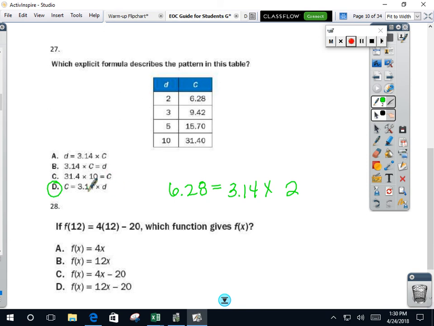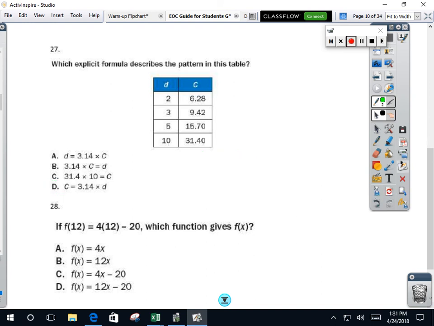If you do 3.14 times 3, you'll get 9.42. 3.14 times 5 is 15.70. All of the other ones would have made a statement that didn't make sense. Like look at A. If you would have plugged in 2 for that D, and then 6.28 for that C, does that make sense? 2 equals that times that? No, that'd be way bigger than 2, wouldn't it?